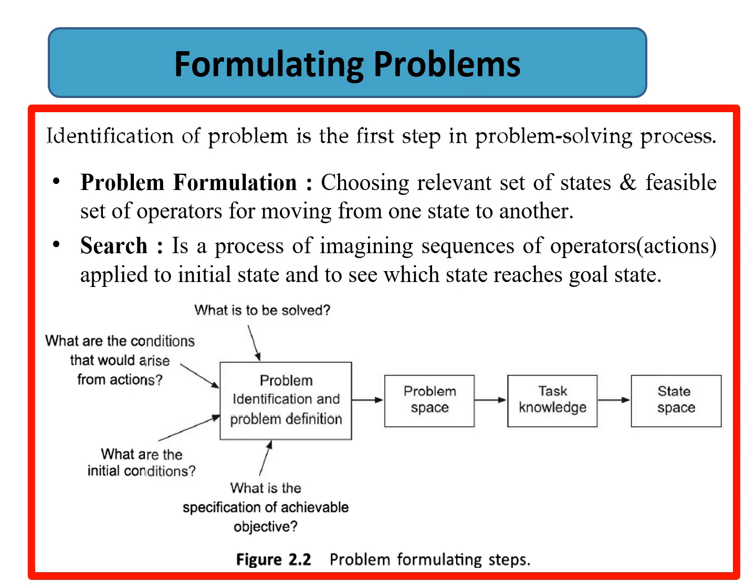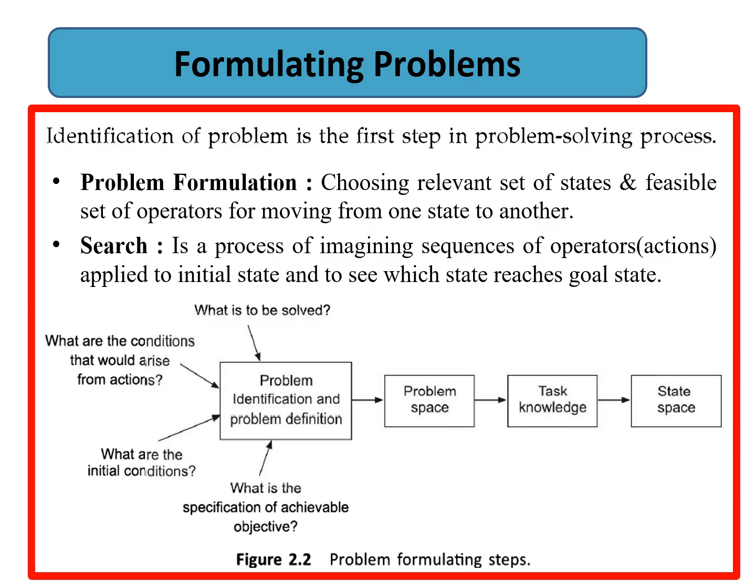In the first step, we clearly identify and define the problem: what is to be solved, what are the conditions, what is the initial condition, and what is the specification of the achievable objective. What is to be solved? The problem itself, for example find the shortest route, solve a Sudoku problem, or diagnose a disease, to clearly understand the task. What are the initial conditions? They describe the starting state of the problem, to know where the problem-solving process begins.